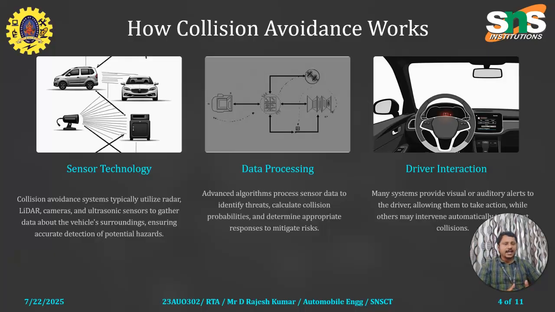The next part is data processing. Here the ECU is a pre-programmed device. This device calculates the distance between the obstacle and the vehicle. How is it calculated? The device takes the real-time data from the sensor and compares it with the already programmed values, gathers the information, compares it, and then takes action.